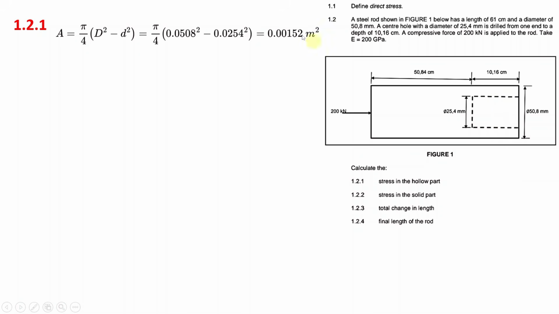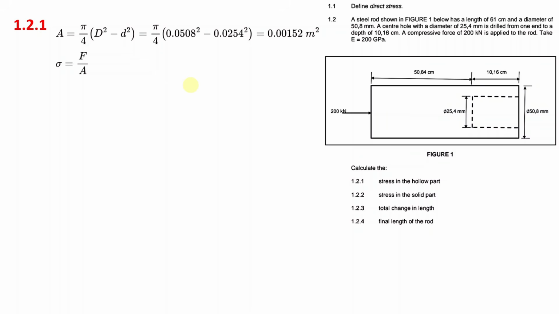The reason we used this equation is because you have a hollow cylinder here. So the cross-section of a hollow cylinder is given by that equation: pi by 4 multiplied by the outer diameter squared minus the inner diameter squared. Of course, you square the diameters, and that is what gives you the area. And so, once we have the cross-section area of the hollow part, then we can find the stress in the hollow part. The equation for the stress is force over cross-section area.